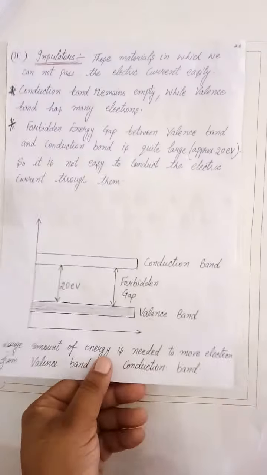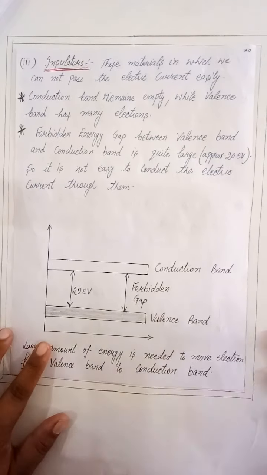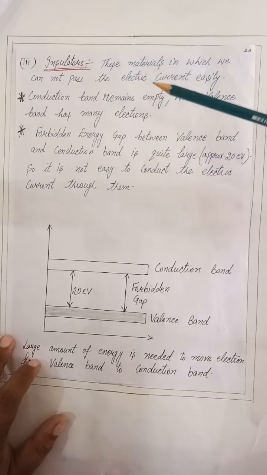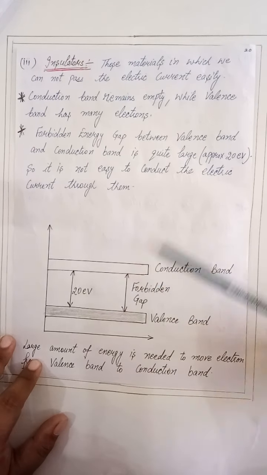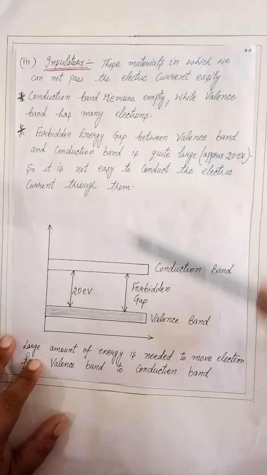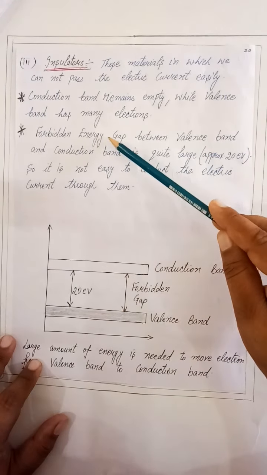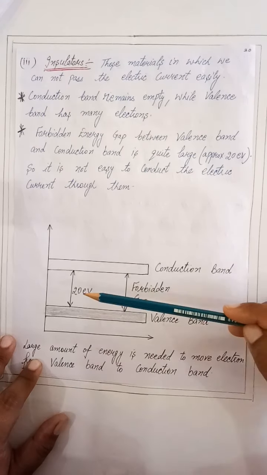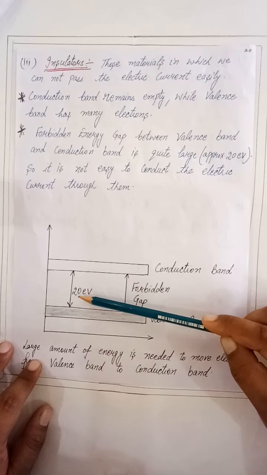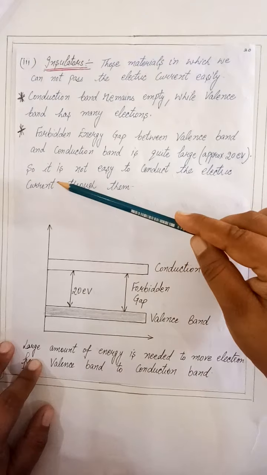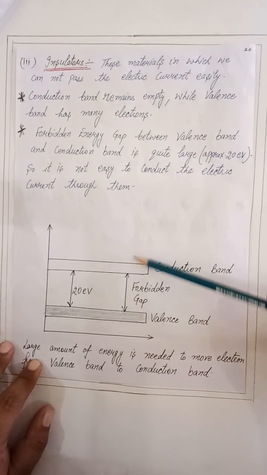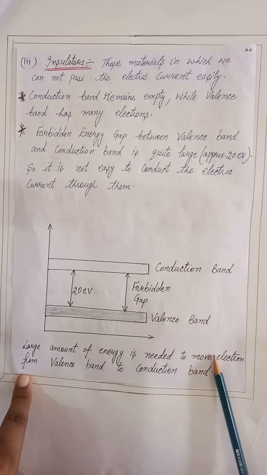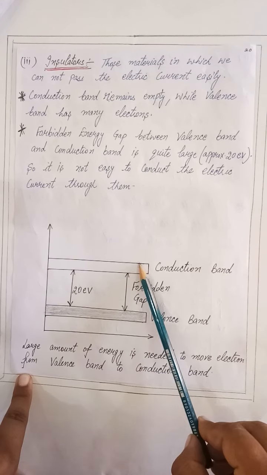Now the third one is insulators. Those materials in which we cannot pass the electric current easily. Conduction band remains empty while the valence band has many electrons. Forbidden energy gap between the valence band and the conduction band is quite large. Approximate value is 20 electron volt. So it is not easy to conduct the electric current through them. A large amount of energy is needed to move the electron from the valence band to the conduction band.